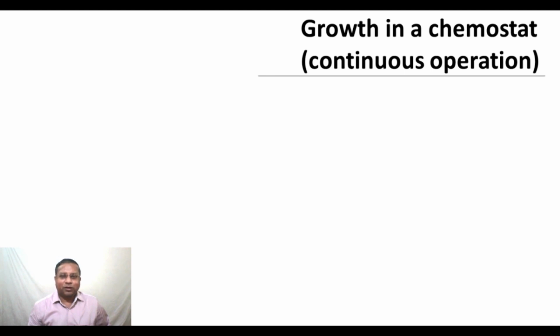And as mentioned earlier, the continuous stirred tank bioreactor is also called the chemostat. Very common term used for the continuous stirred tank bioreactor. So we will look at growth in a chemostat.